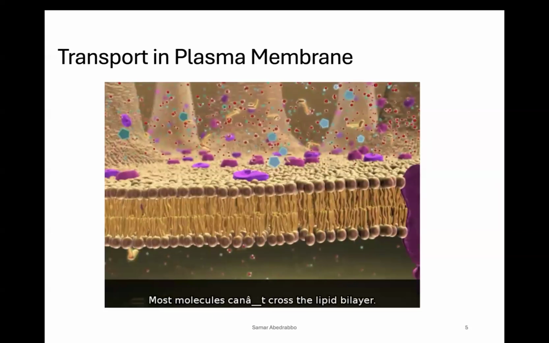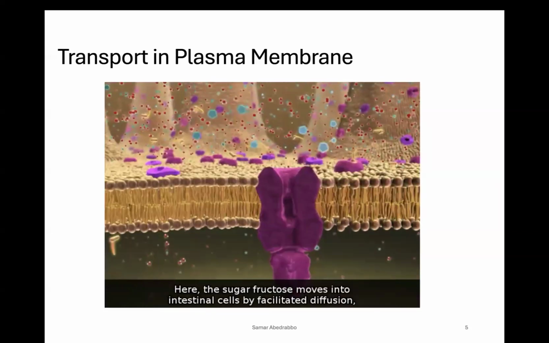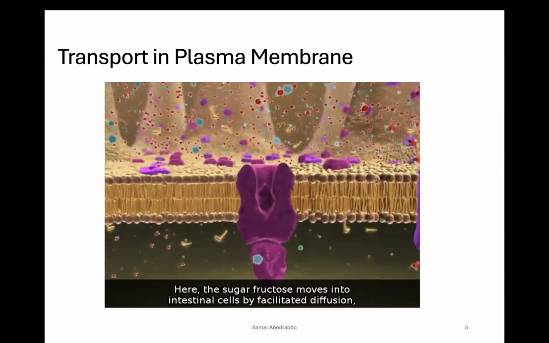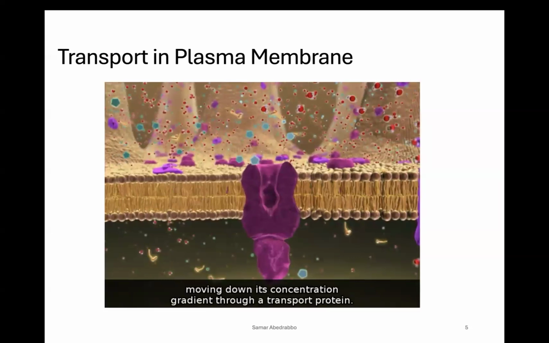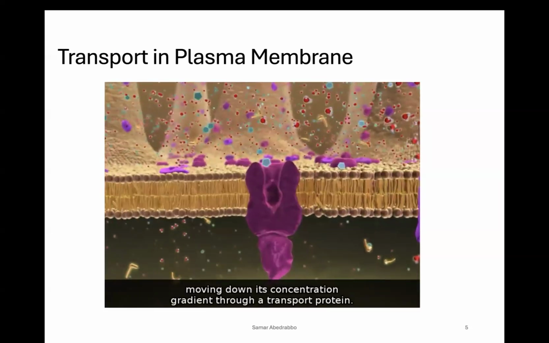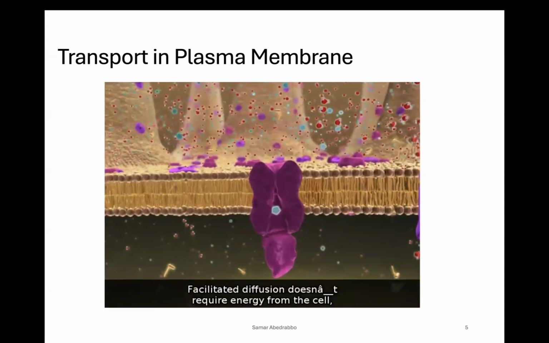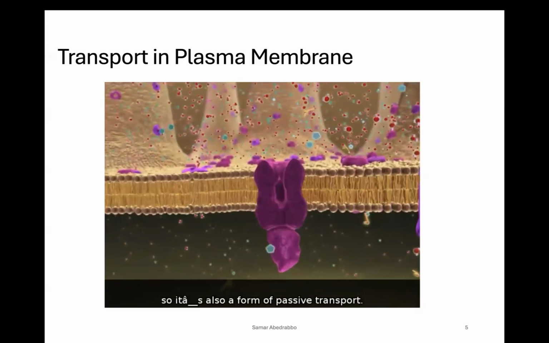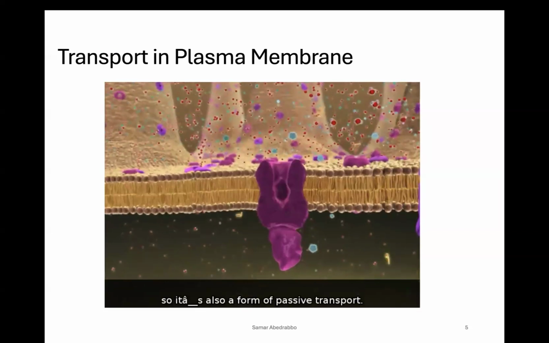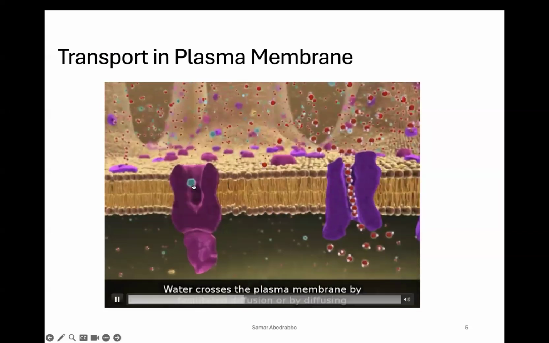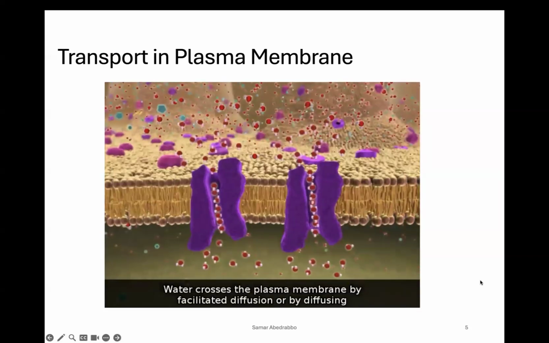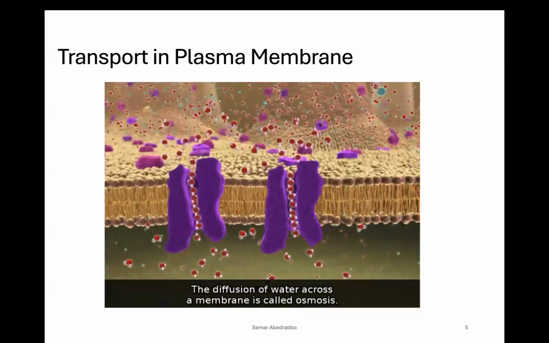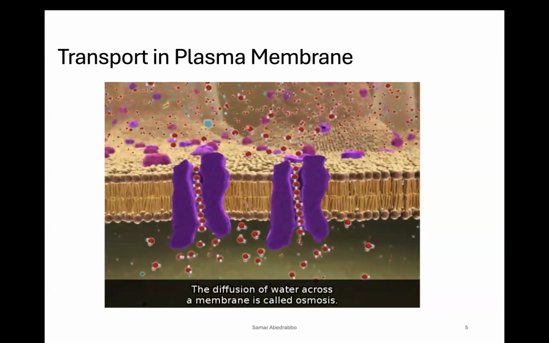Most molecules can't cross the lipid bilayer. Here, the sugar fructose moves into intestinal cells by facilitated diffusion, moving down its concentration gradient through a transport protein. Facilitated diffusion doesn't require energy from the cell, so it's also a form of passive transport. Water crosses the plasma membrane by facilitated diffusion, or by diffusing across the lipid bilayer directly. The diffusion of water across a membrane is called osmosis.